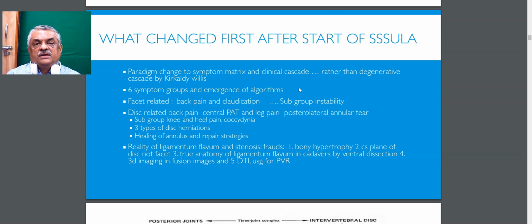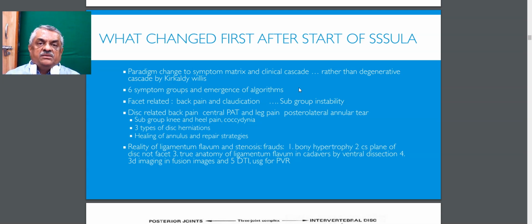The reality of ligamentum flavum and stenosis. There are multiple misconceptions. There is cheating, there is fraud going on, and these could be mentioned in short as the mention of bony hypertrophy, and the cross-section plane in the images. In routine images which we do today, the plane is through the disc, which should be through the facet. The true anatomy of the ligamentum flavum in cadavers can only be understood by ventral dissection and not by removal by interlaminar access and dorsal dissection.